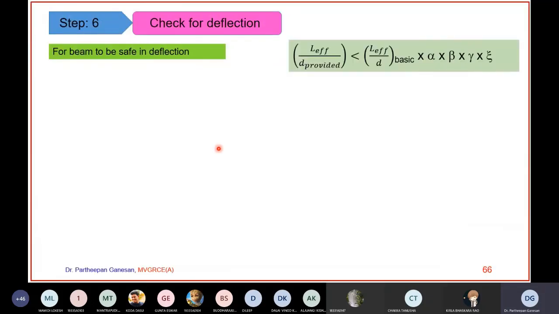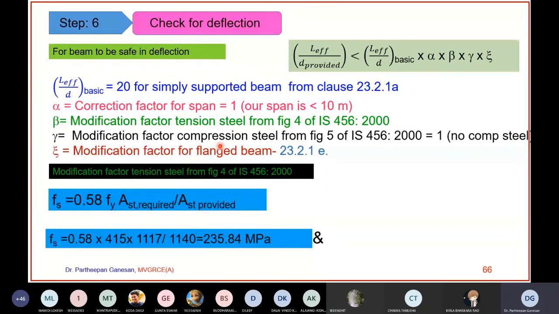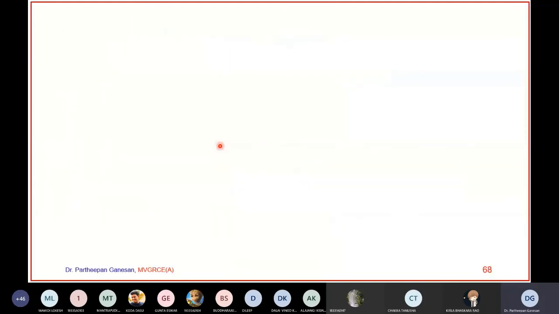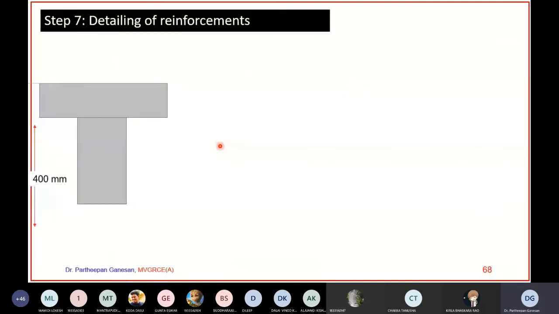Then finally, check for deflection. These we have already done; these are all part of the last unit. So these we have done. Detailing. This is what I wanted to tell you.